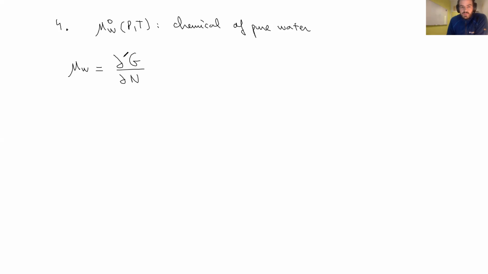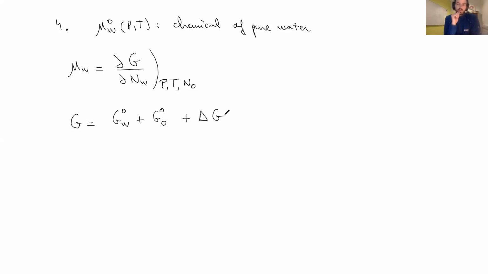But if I derive the free enthalpy with respect to the number of water molecules, everything else being constant, so the external pressure, the temperature, we are in the PT ensemble here, and of course the oil number of molecules, then I find the chemical potential of water. And we will demonstrate the law you just expressed, Baptiste. So to do that, we have to remember that G is in fact made of several contributions. So we have G of water, pure, before mixing, then G of oil, before mixing, and then delta G that we just expressed, which is the change due to the mixing.